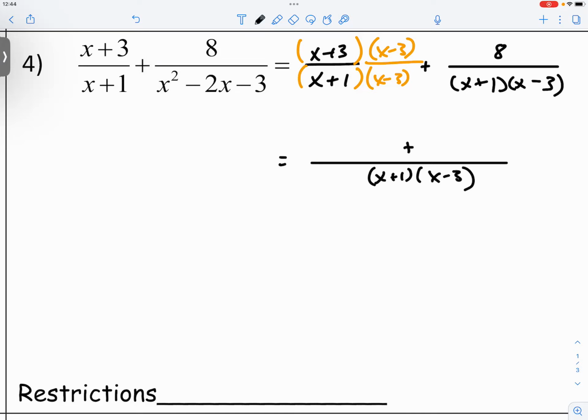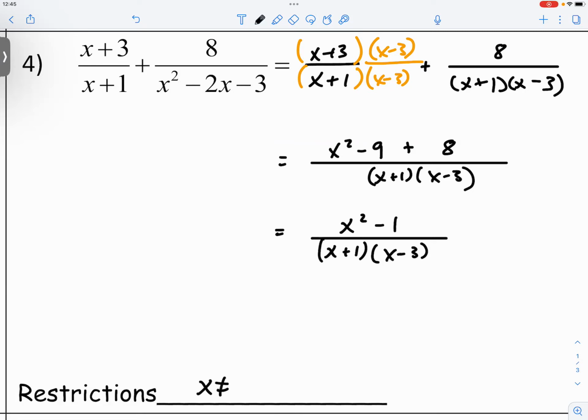And what about the numerator? Well, x plus 3 times x minus 3 is something special. That's called x squared minus 9. And then you have the plus 8. And when you do that, you have x squared minus 1. And x squared minus 1, hopefully there's something that rings the bell.